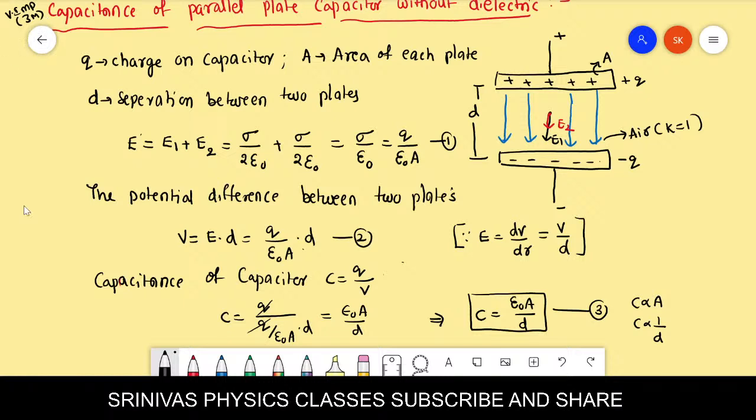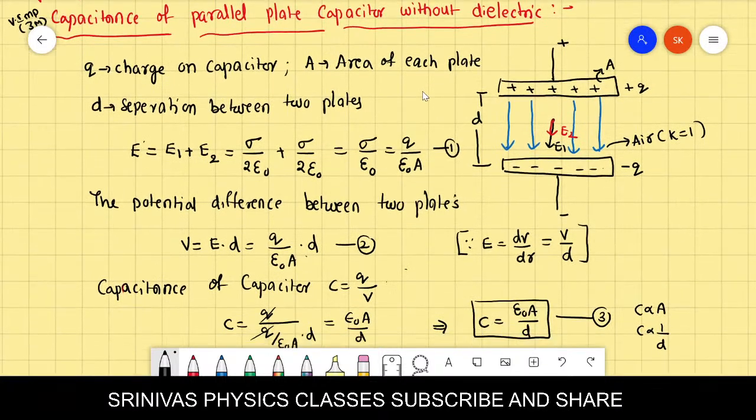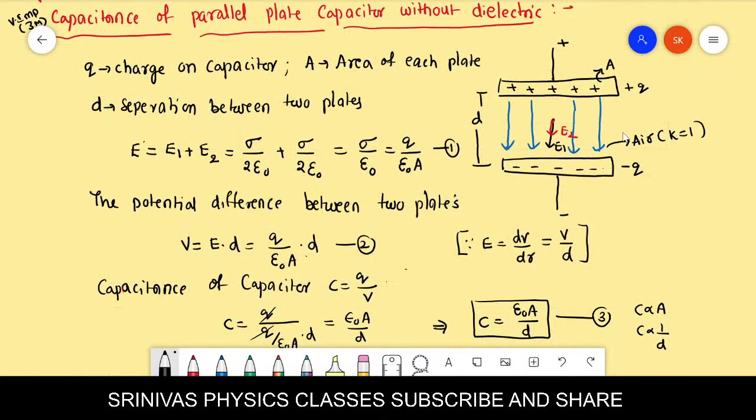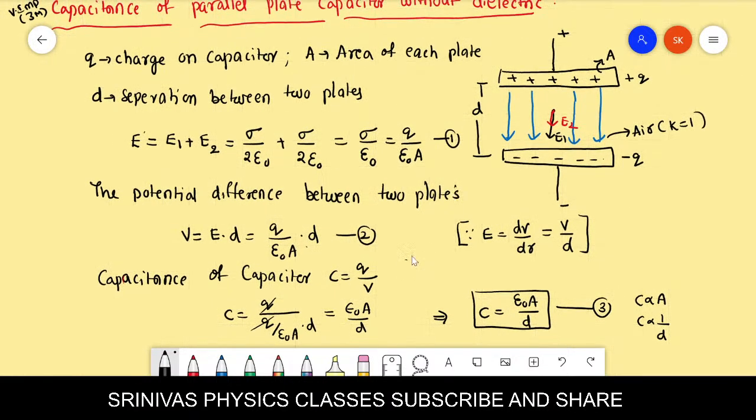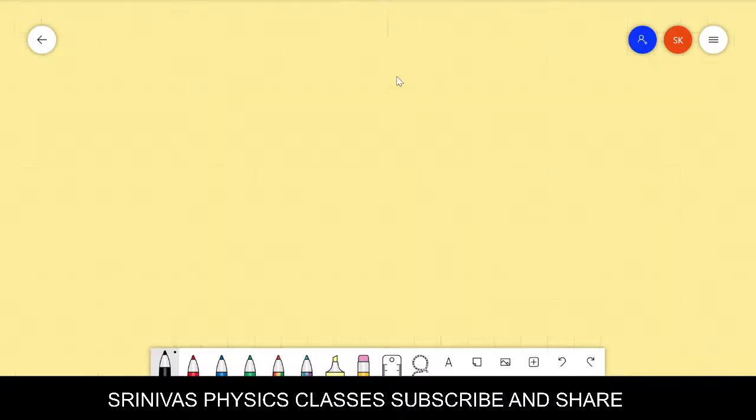Okay, right. This is with air as the dielectric. Without dielectric means there is no dielectric substance. There is no dielectric substance, and air is present in between the two plates. Okay, students. Right. Let us go for the next concept. If you have any query, write in the chat box.